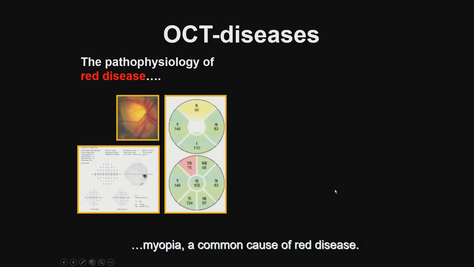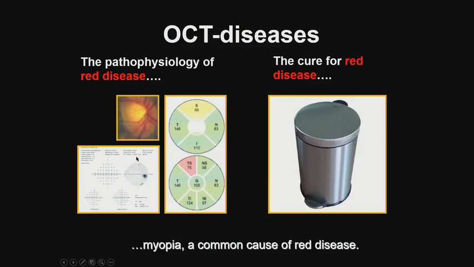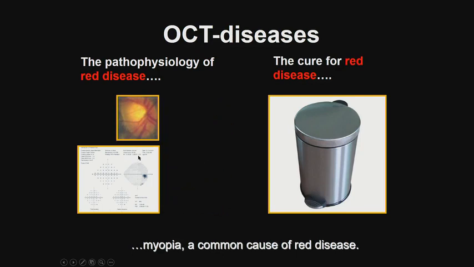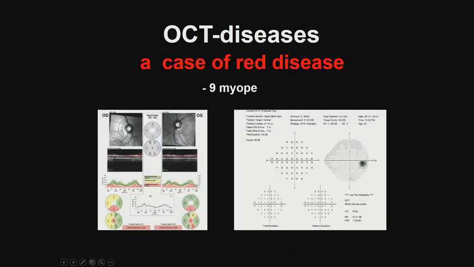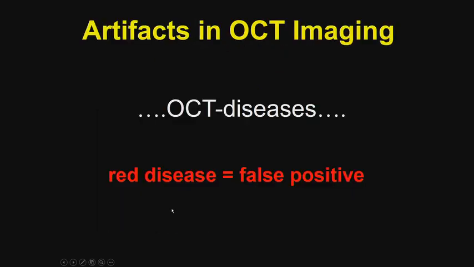A common cause of red disease is myopia, because myopia can independently cause RNFL thinning. So again, the machine tells us that the patient has glaucoma, when in fact the patient is normal and simply myopic. So the cure for this disease, of course, is to throw out the OCT scan, and the patient is simply normal again with just myopia. Another case of red disease, high myopia, but normal fields, but again, red on the OCT.